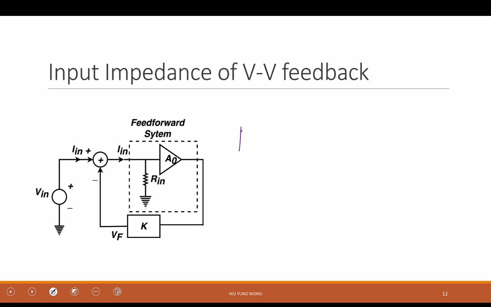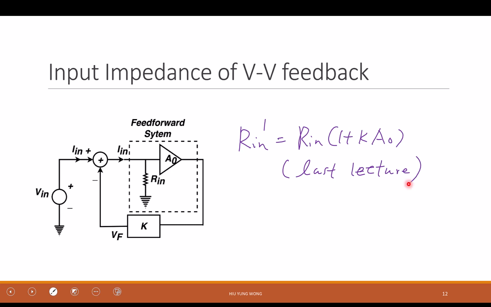So it turned out the input impedance is equal to the original one times 1 plus Ka0, just like in the last lecture. We discussed this. Okay. That's it. Again, I did not derive anything. I already know this is the answer. And I don't need to memorize, right? I only use the cheat sheet to check. I did not look at the cheat sheet. Is that okay?